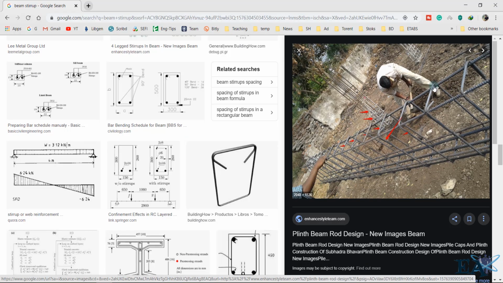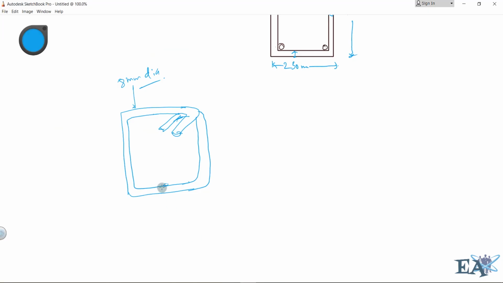And you can see that this is 8 mm, and this is the hook, and we got alternate hook. So if we got hook at this position in this stirrup, in the next stirrup hook should be here. So I have just drawn this stirrup here. All right, so this is 8 mm, that is the diameter. Okay, so what I need to do is that I need to find the length, inside to inside length.